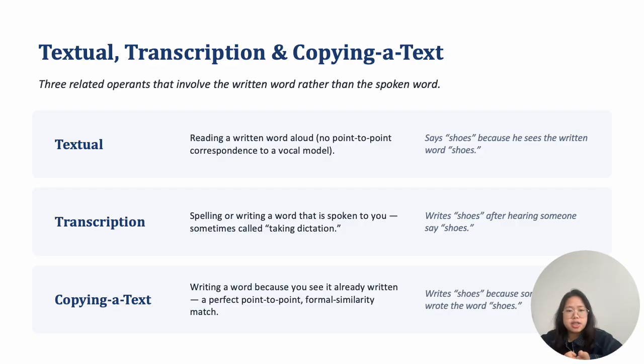Whereas transcription is spelling or writing a word that's spoken to you, sometimes called taking dictation, right? Writing "shoes" after hearing someone say it. So it's like spelling. And copy text is writing a word because you see it already written, a perfect point-to-point formal similarity match, essentially imitation applied to writing. So these 3 are assessed later in the course as part of the reading and writing domains at level 3.